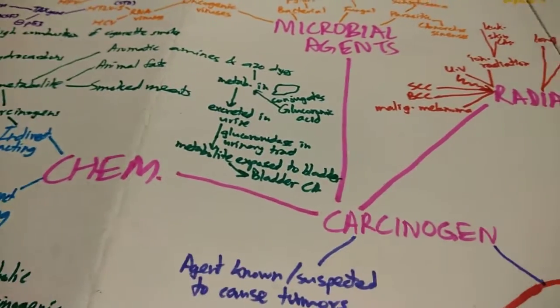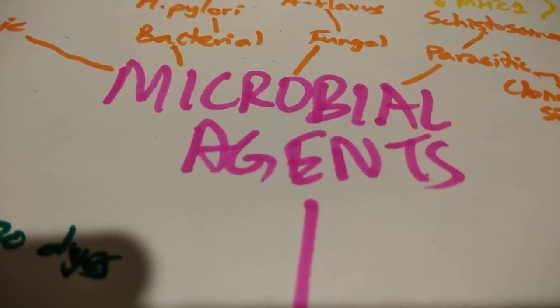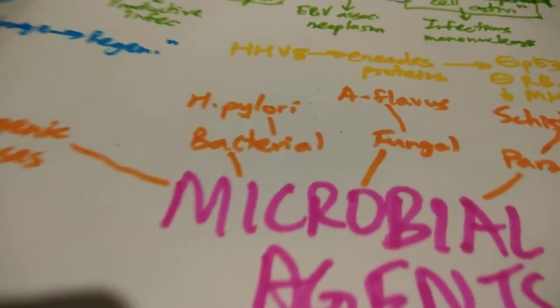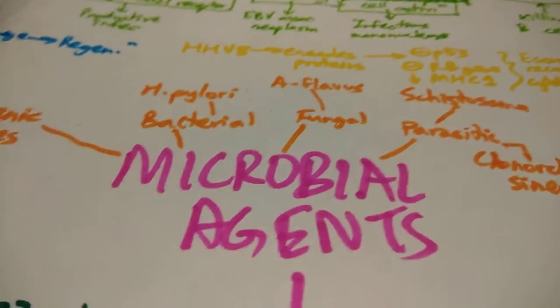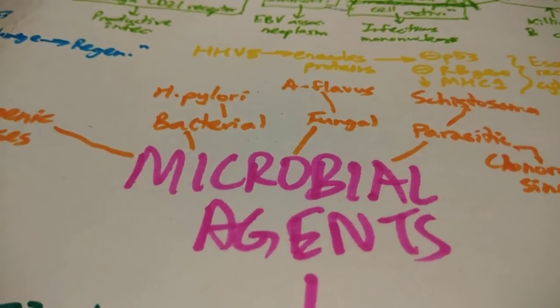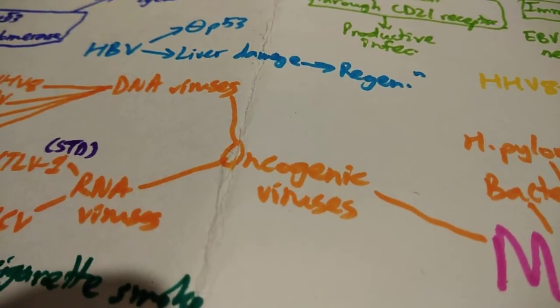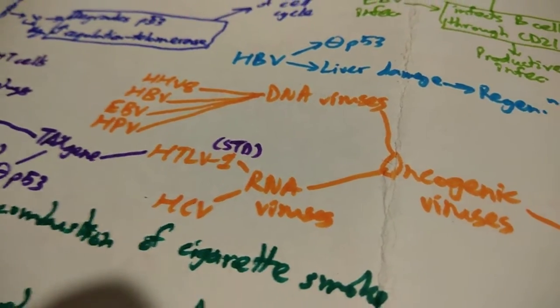Now, moving on to microbial agents or microbial carcinogenesis. What microbes can possibly cause cancer, right? So you have bacterial, viral, fungal, and parasitic. That's pretty much one from every single major group in microbiology. Now, let me first start with the oncogenic viruses, right? Viruses which can cause cancer. So you can have DNA viruses causing cancer and RNA viruses causing cancer.